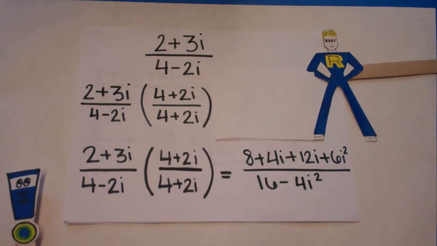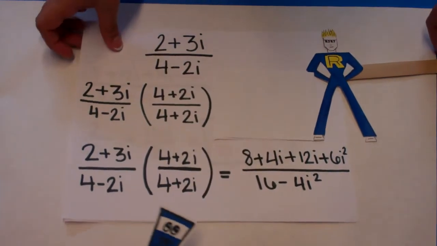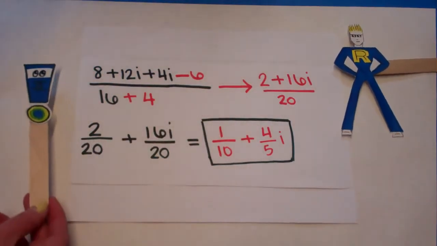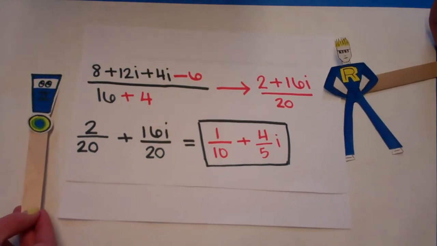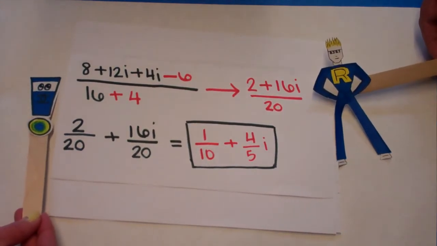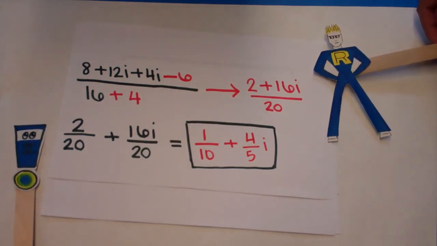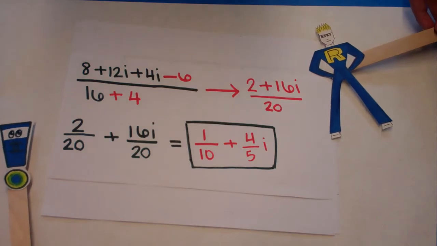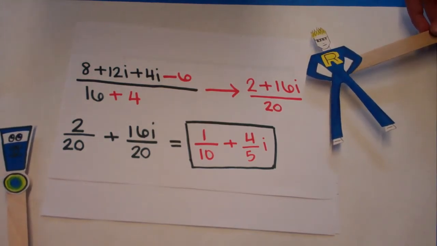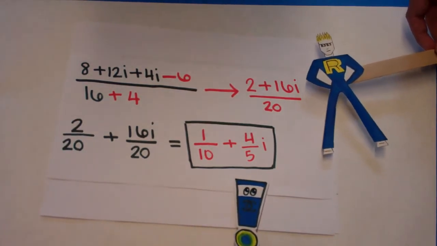4i squared. Simplify 6i squared and 4i squared by reversing the signs. This will produce 8 plus 4i plus 12i plus 6 divided by 16 plus 4. Combine like terms to produce 2 plus 16i divided by 20. Finally, put the complex number in standard form by simplifying the number to 1/10 plus 4/5 i.